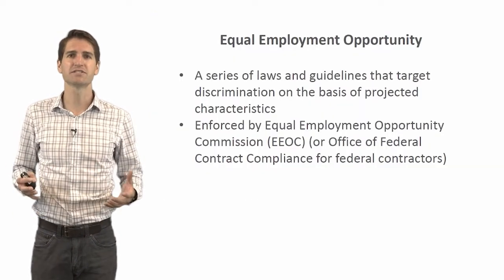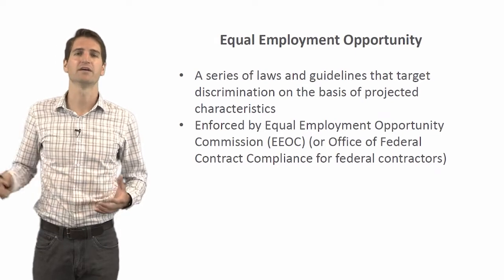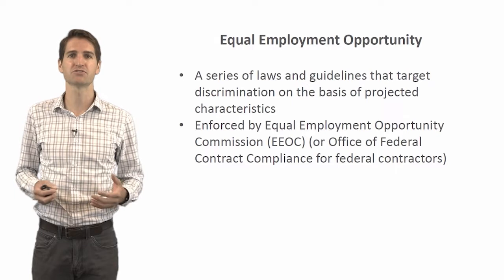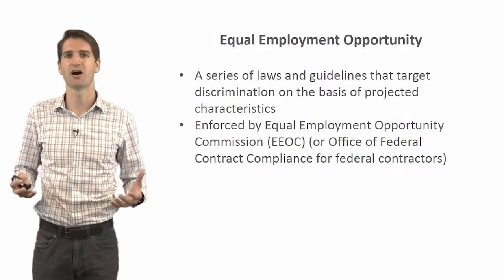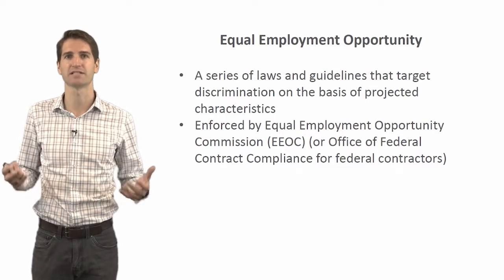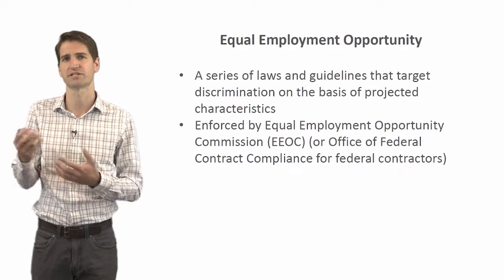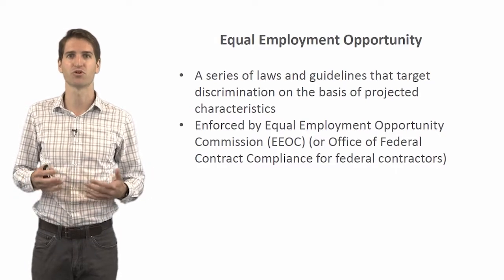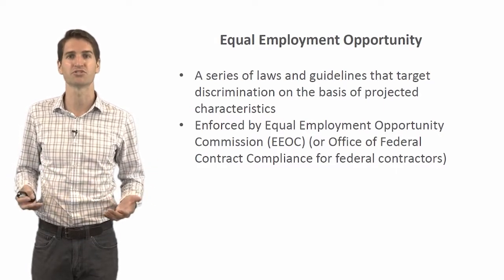In the United States, we really operate around the idea of equal employment opportunity, or EEO. This is a series of laws, guidelines, and regulations that target discrimination on the basis of protected characteristics, protected status, protected groups, and so on. This is enforced in the United States by the Equal Employment Opportunity Commission, or the EEOC.